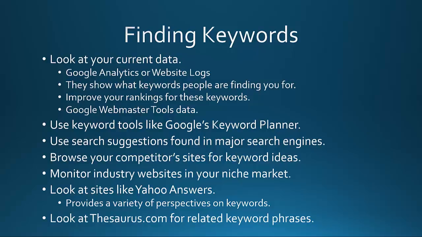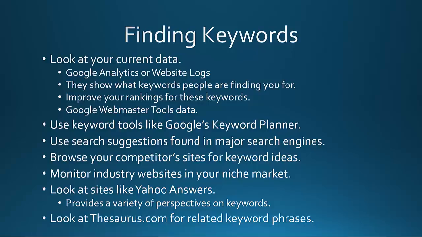Look at thesaurus.com for related keyword phrases. So say you found some keywords. There might be some keywords that, when you combine them together, could mean something different. So the phrase improve your golf score could also mean get better, increase your golf score, improve. Those are things that you could look at, like thesaurus.com.